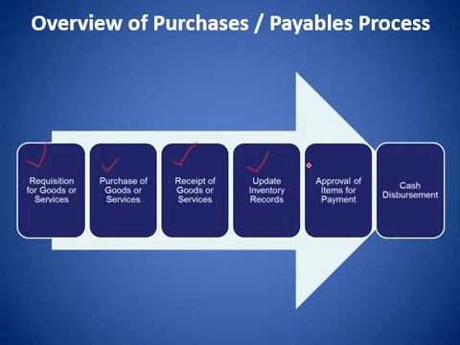And then we're going to approve the items for payment, and then we send a cash disbursement, typically or traditionally in the form of a check, or it could be electronic funds or a wire type of transfer. So that's a 10,000 foot view of the purchases and payables process. Let's go on now and take a look at how this process works in detail.